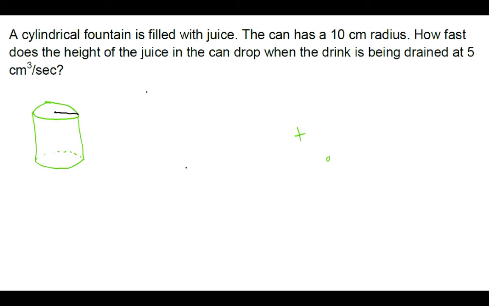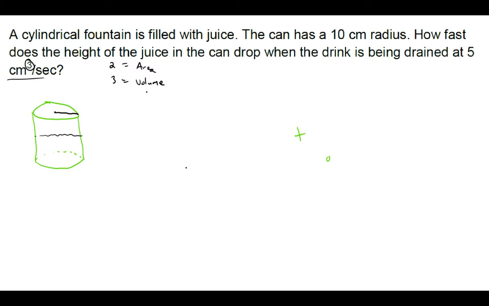All right, so this thing is filled up with juice, and then the juice starts to be drained out of it. So sort of what's happening here is the juice inside of this starts to drop. Juice level drops, right? And what the question is, how fast does the height of the juice in the can drop when the drink is being drained at 5 centimeters per second? Centimeters cubed per second, sorry. Centimeters cubed. When you see this cubed, you should immediately think volume. If you think squared, squared equals area, cubed equals volume. So that unit right off the bat, centimeters cubed, is telling you that we're going to need a volume formula.